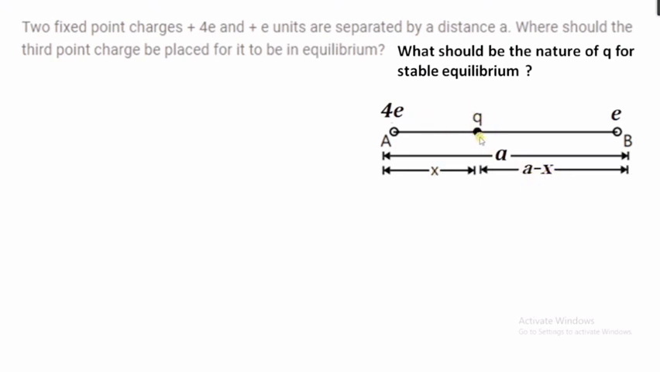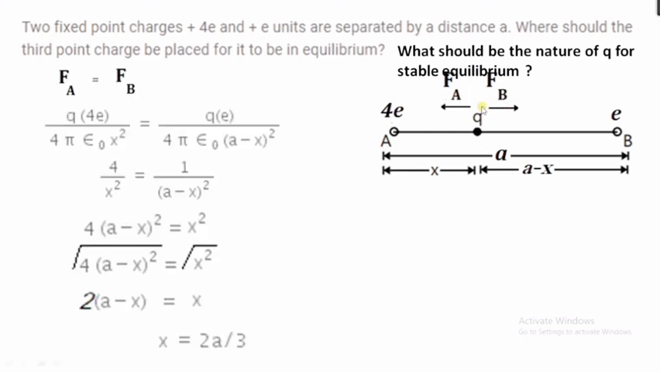So now suppose this charge is negative, so this 4e will try to pull this charge towards it. So let's consider this to be force FA, because 4e is at point A. Similarly, this e will try to pull this q by force FB. So this FA and FB must be equal for the equilibrium. So FA and FB must be equal, and if you put the values, you will get x to be 2a by 3.